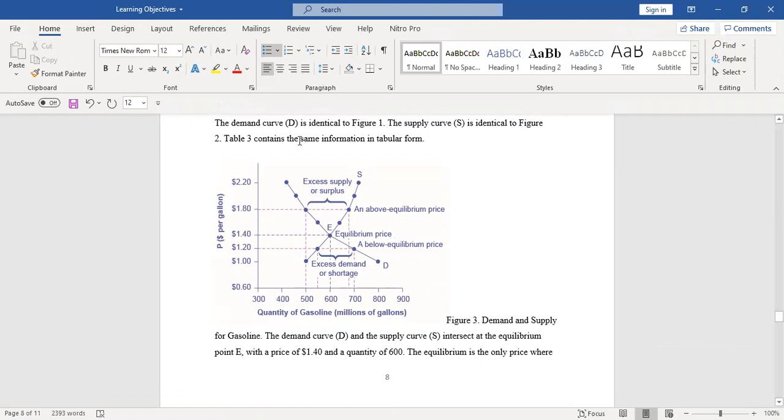Right. Table 3 contains the same information in tabular form for gasoline. The demand curve D, supply curve S intersect at equilibrium point E. So you're all seeing the supply curve here, labeled S. You all seeing it? And you're seeing the demand curve labeled D. Both of them are meeting at a point. We'll label that point where both of them intersect or cut each other E. And that is equilibrium. From equilibrium, you move to the vertical axis, which is your price axis, and you will find the equilibrium price. From point E, you move straight down to the quantity axis, and you will find the equilibrium quantity for that particular product. So in this case here, the equilibrium price is $1.40, and the equilibrium quantity is 600.